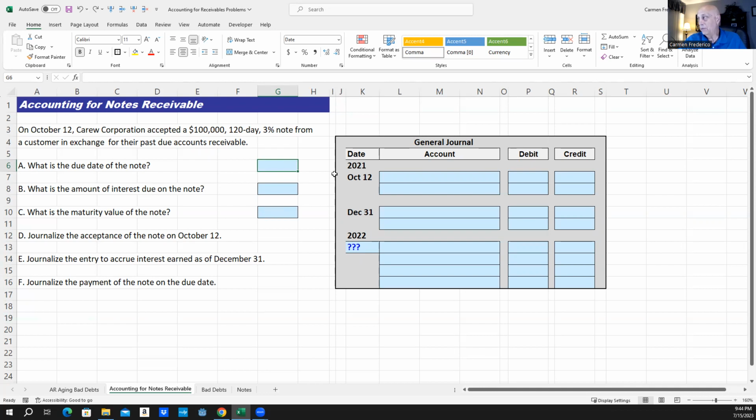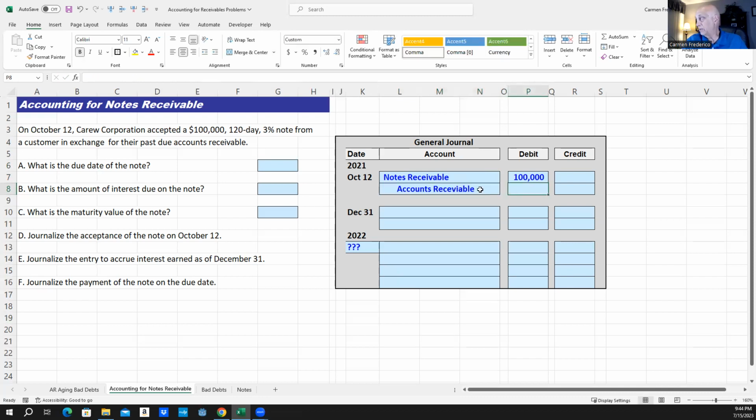So October 12th, what happens? We're going to put the notes receivable on the books. Notes receivable goes on the books for $100,000. And what's coming off the books? The accounts receivable is coming off the books.